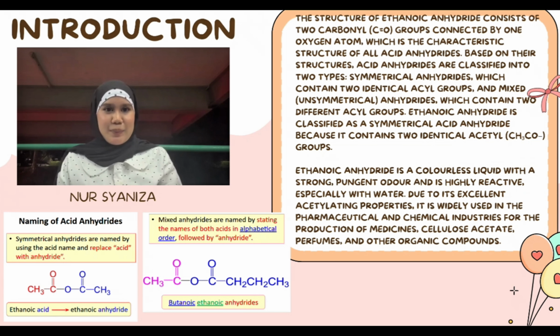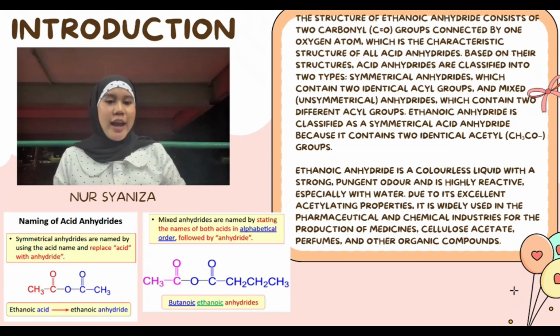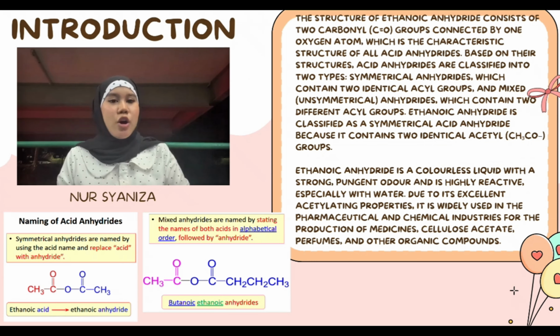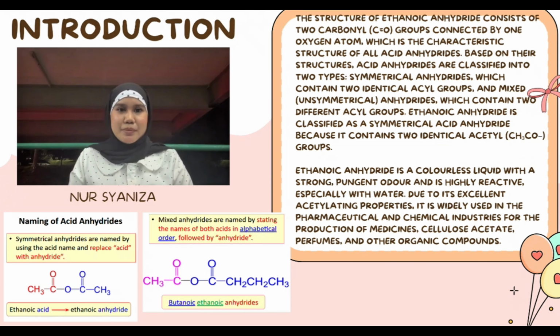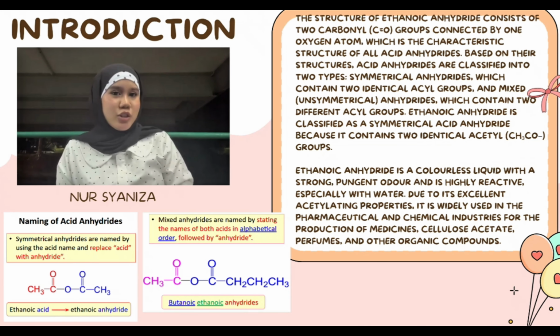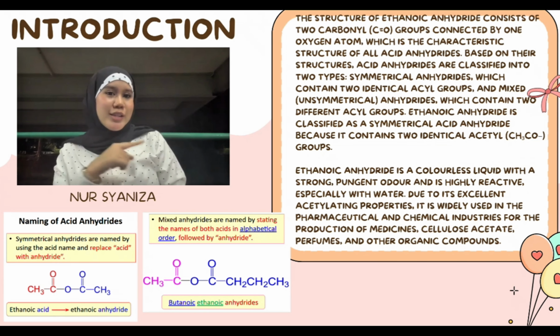In addition, acid anhydrides are formed through a condensation reaction between two carboxylic acid molecules, where one molecule of water is removed. In this case, ethanoic anhydride is formed from two molecules of ethanoic acid. That's the end of the introduction part. Let's move to the next one.